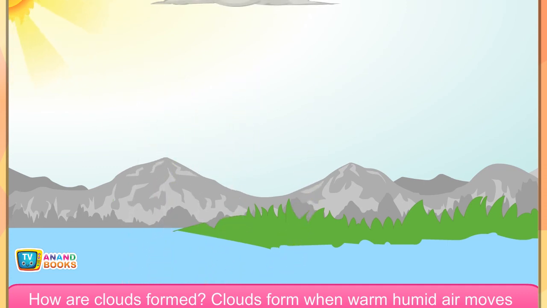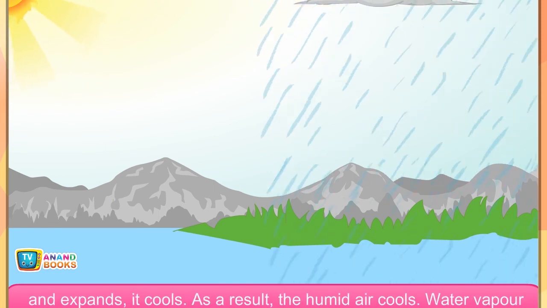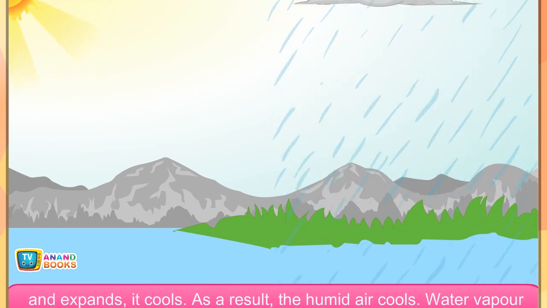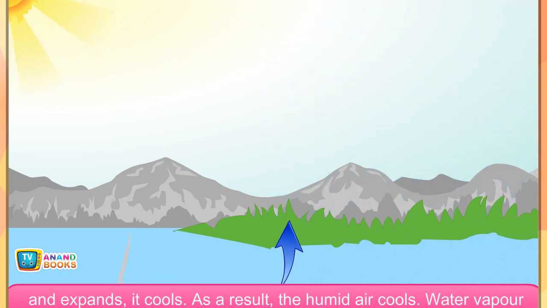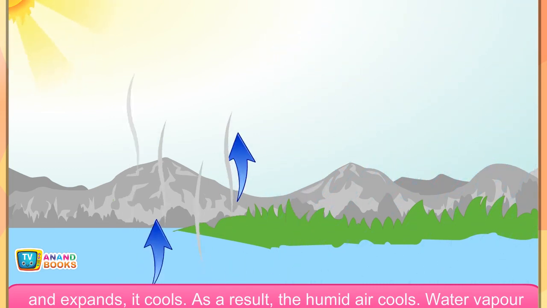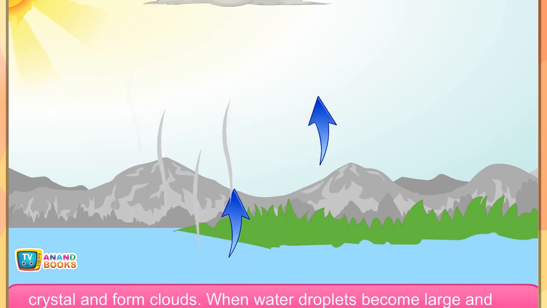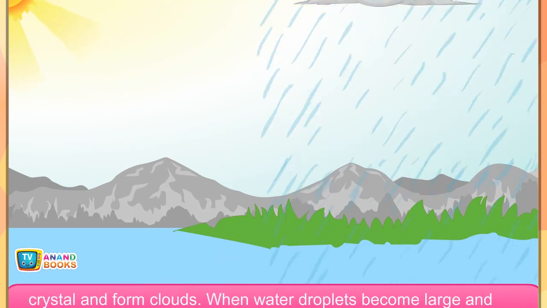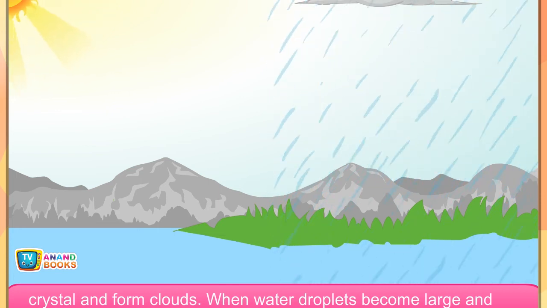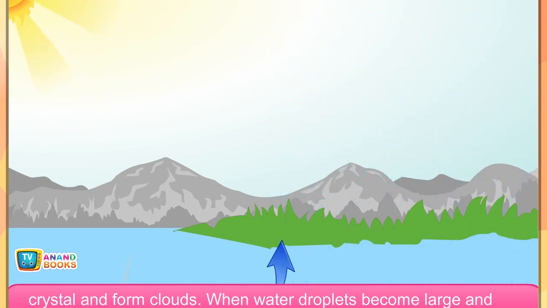As it rises, it encounters lower and lower pressure and expands. It cools. As a result, the humid air cools. Water vapor present in air condenses and forms tiny droplets or ice crystals and form clouds. When water droplets become large and heavy, they fall downwards in the form of rain or snow.